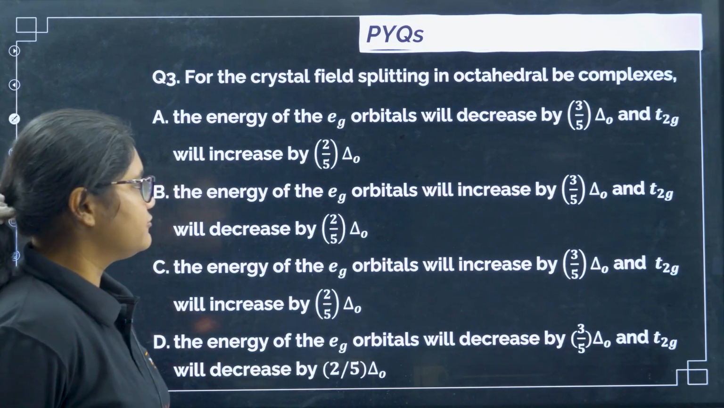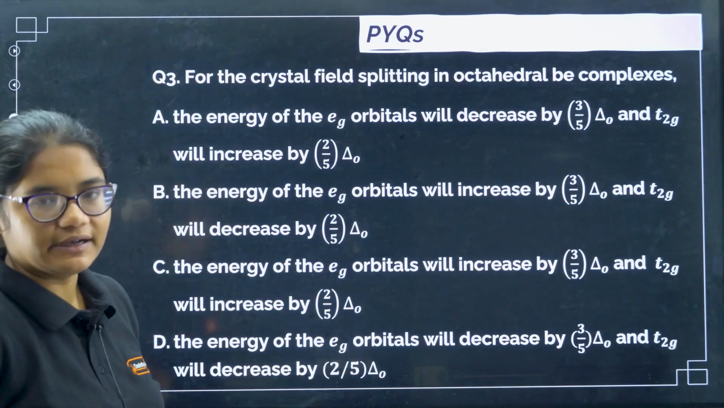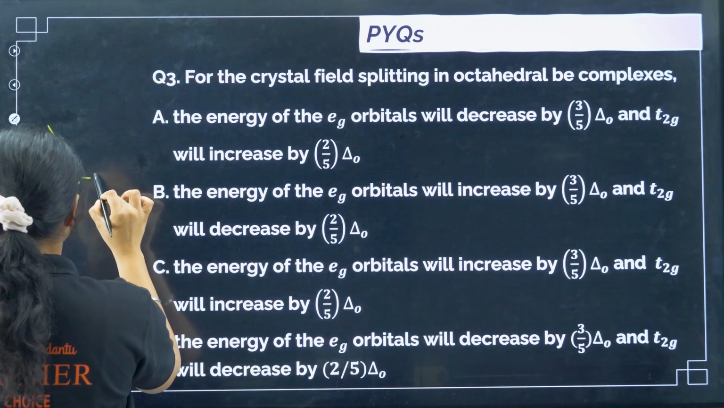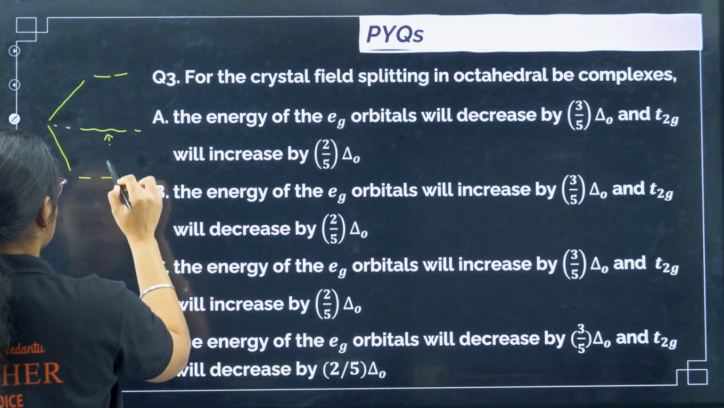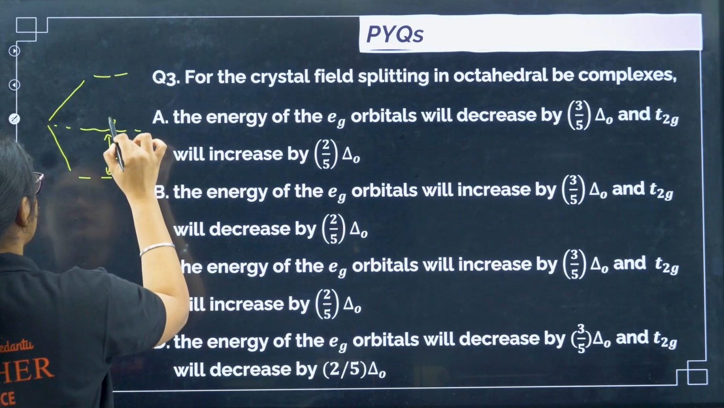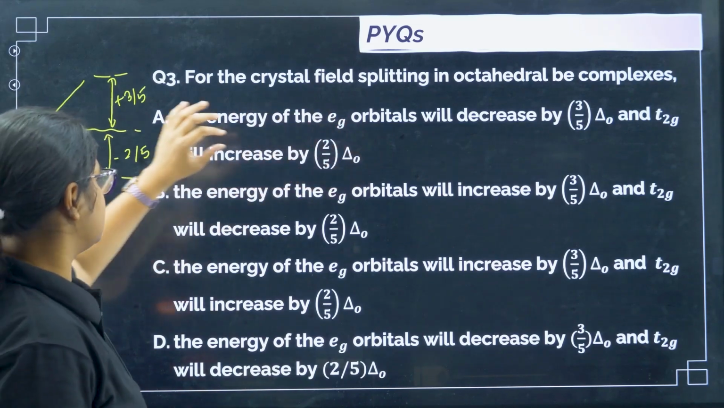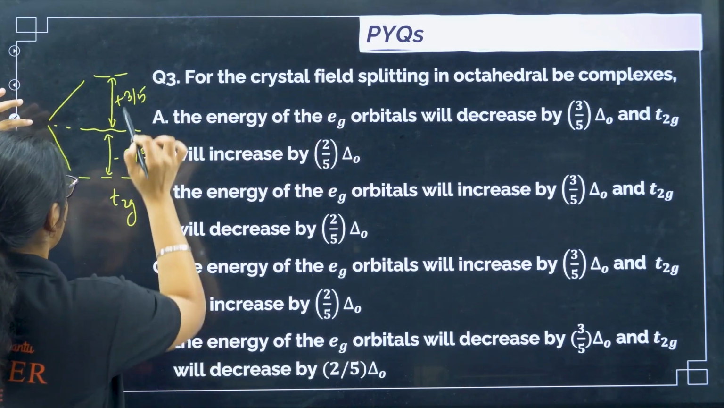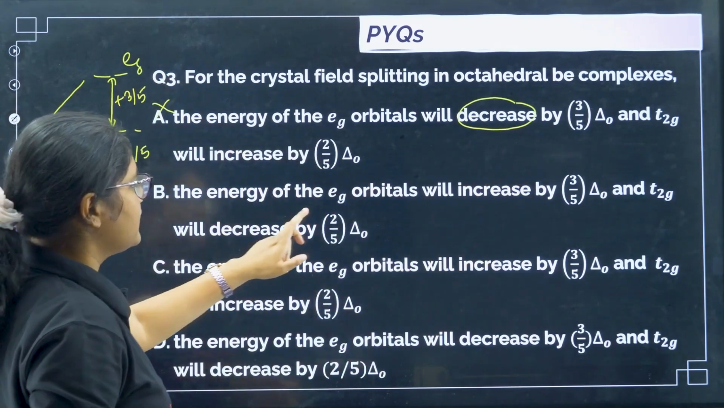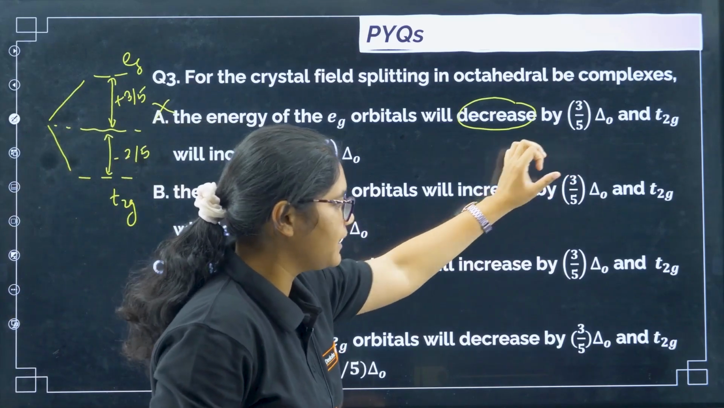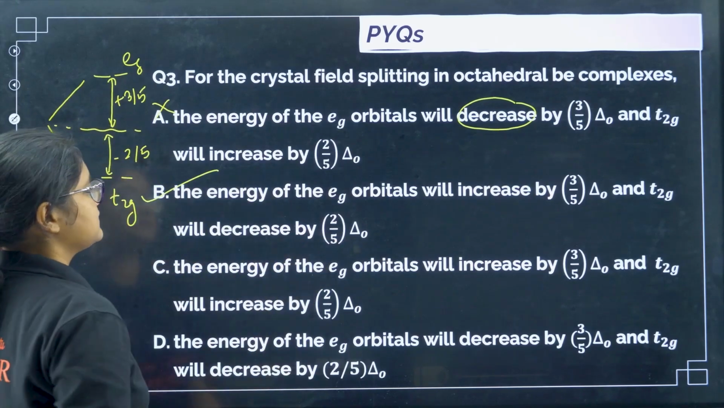Okay, next, for the crystal field splitting in octahedral complexes, the energy of the EG orbital will decrease. So first of all, if you remember, the splitting is like this, T2G and we have EG, right? So here this is minus 2 by 5 and here it is plus 3 by 5. So the energy of the EG orbital will decrease? No, here this one is T2G and this one is EG. So the EG orbital will increase, not decrease. So that is why this statement is wrong. The energy of EG orbitals will increase by 3 by 5 delta O, yes, and T2G will decrease by 2 by 5 delta O, yes. This is the correct statement.